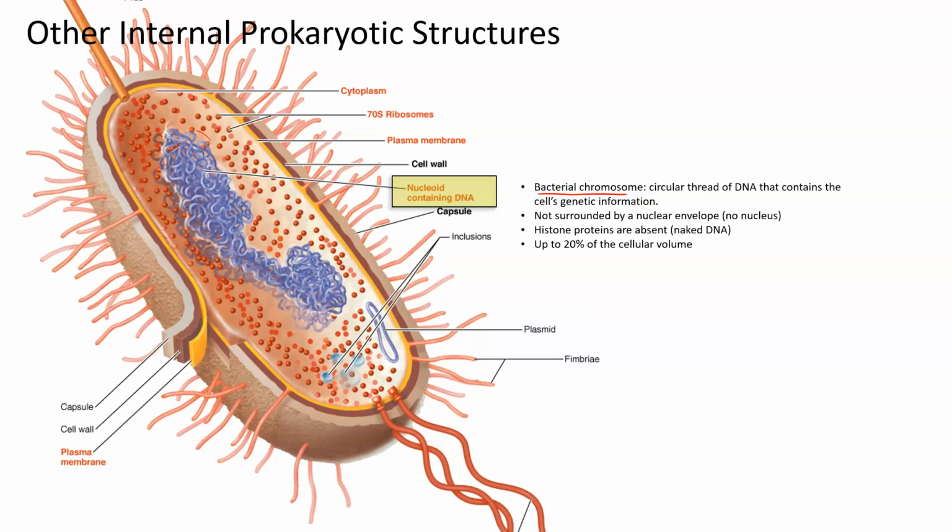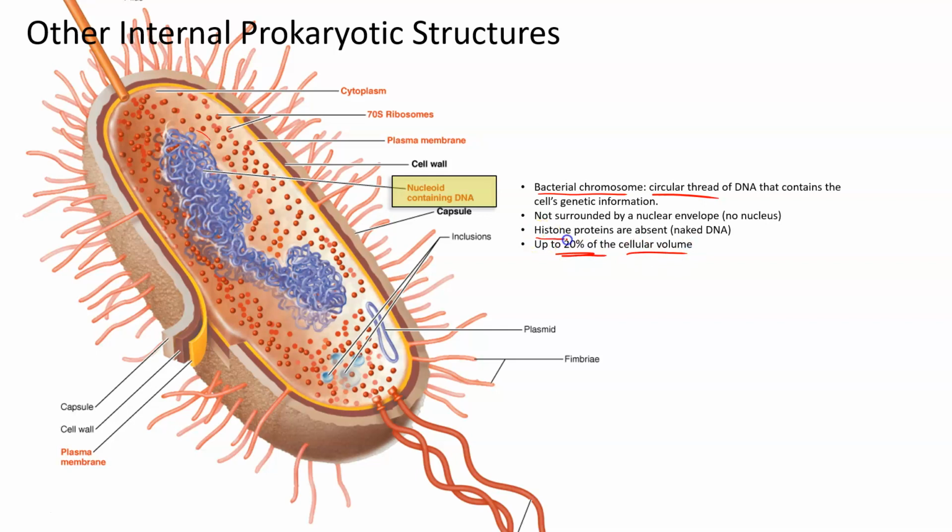And the bacterial chromosome is circular. It contains no plasmids because the plasmids are kept outside of that nucleoid region. It makes up 20% of the total cellular volume, so it is a relatively large structure.